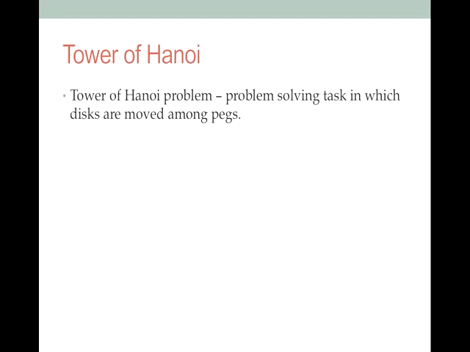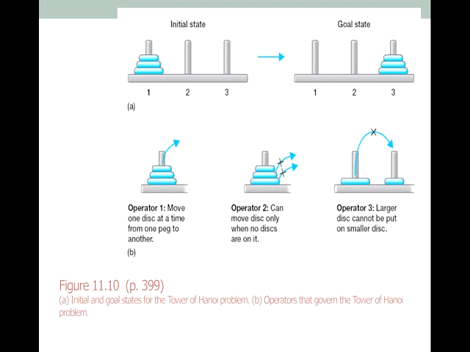And it's a problem-solving task where discs are moved among pegs. So you have 3 pegs, 3 discs or more, and you're trying to move them from one peg to a final peg, but there are lots of rules. So here's an example. Up here on the top left, this is the initial state. And I'm trying to get over here to this goal state. And then I have these specific operators.